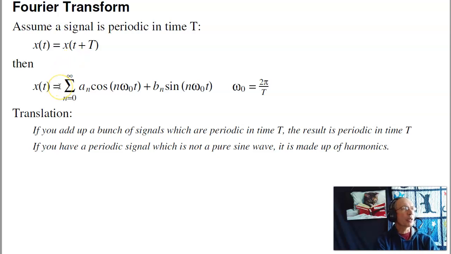Equals is a powerful symbol. It means these are exactly the same. Going right to left, what that means is if I add up a whole bunch of sine waves that are periodic, the answer is periodic. And that's kind of like a no-brainer, yeah, sure. The interesting part is going left to right. If my signal is periodic, it has harmonics.